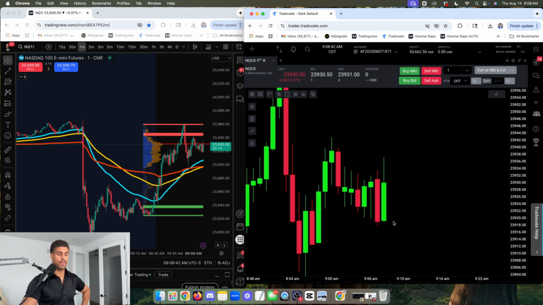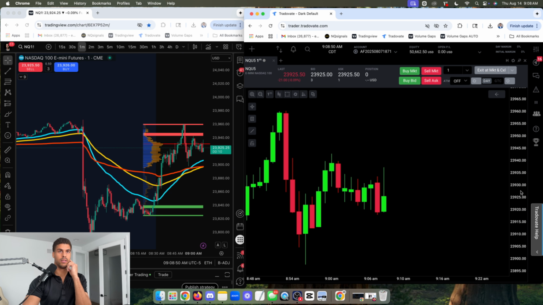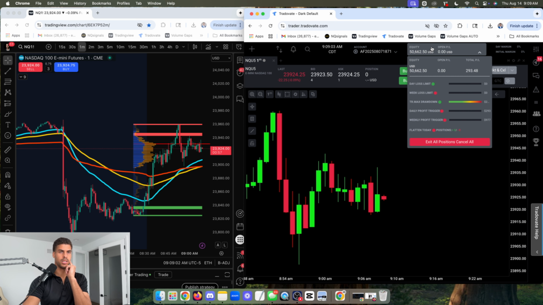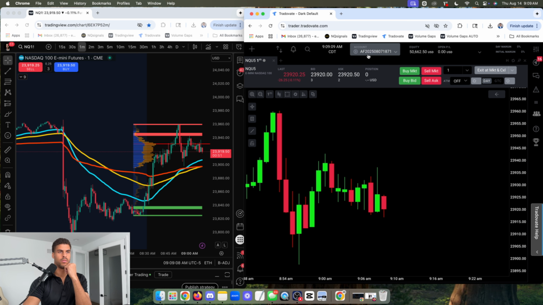Good stuff there. I mean, the perfect spot. Luckily, our stop didn't get filled on that one. We got pretty lucky there, actually. We got really lucky. So that was nice. Okay, super solid trade. That puts us up 293 in this account. So we're almost ready for a little payout for this one.